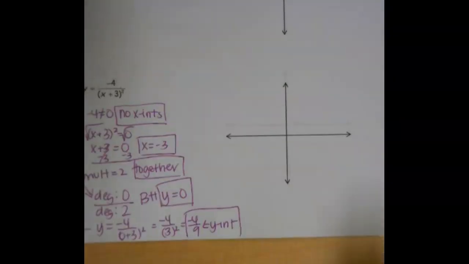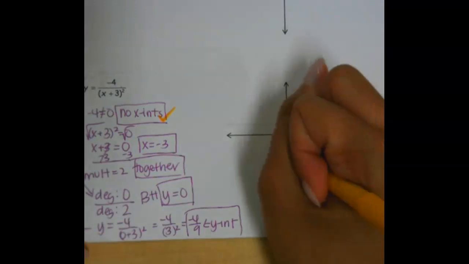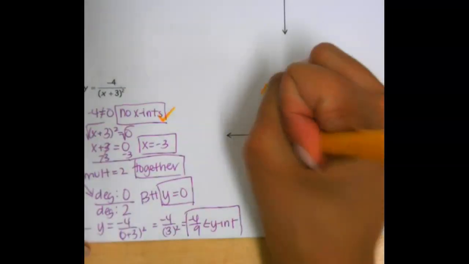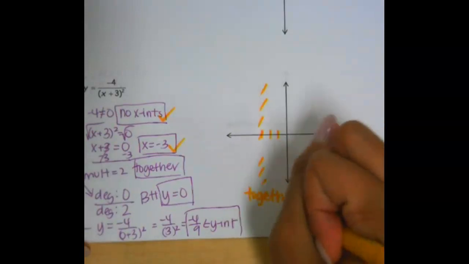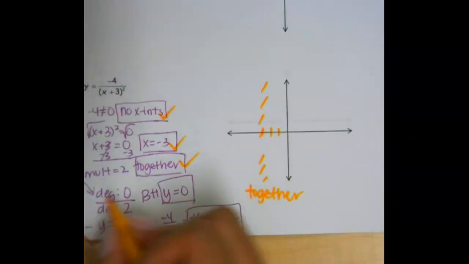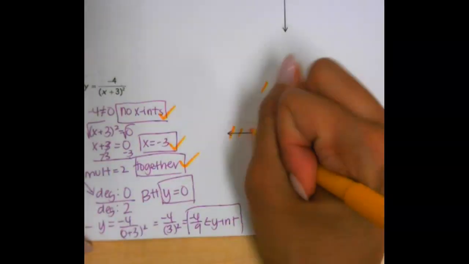All right, let's start seeing what we have. We have no x-intercepts, which is nice. We have x equals negative 3, 1, 2, 3. That's my vertical asymptote. And I'm going to label this together. We have end behavior is at y equals 0. So that's along the x-axis.